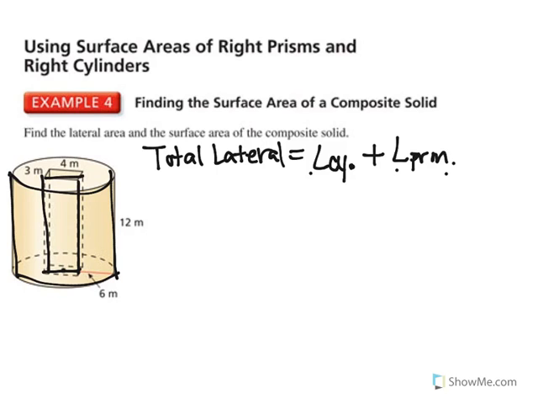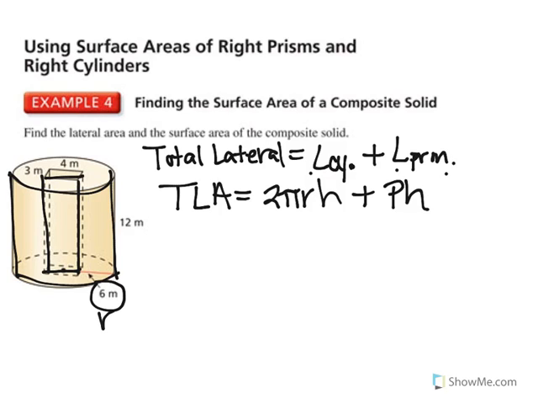Okay, so you have to think about your lateral area formulas. Well, the lateral area, I'm just going to say total lateral area, TLA, like this. Lateral area formula for a cylinder is 2 pi r h. And the lateral area of a prism is perimeter of your base times the height. Okay? So if we take a look here, we know that our radius is 6. We also know that the perimeter of this base here is going to be 4 plus 4 plus 3 plus 3.